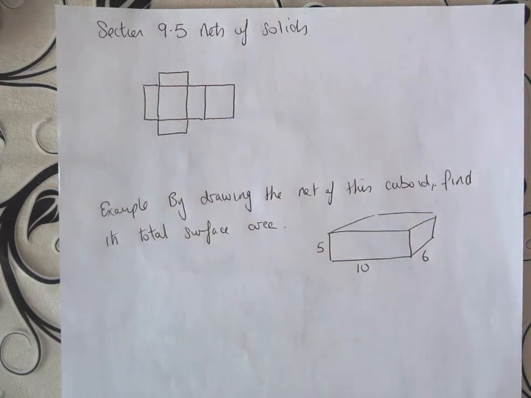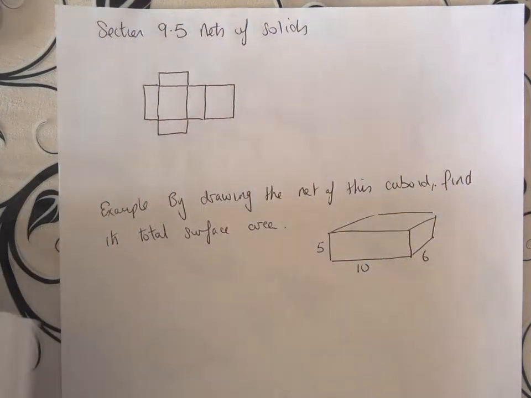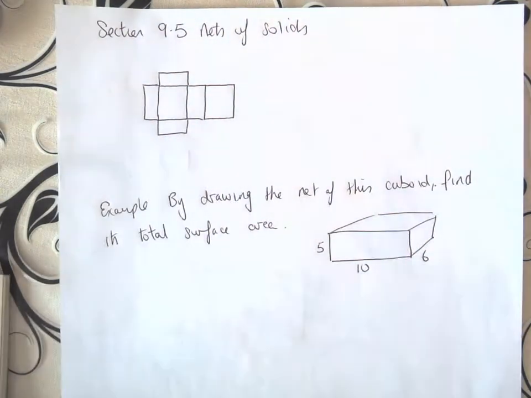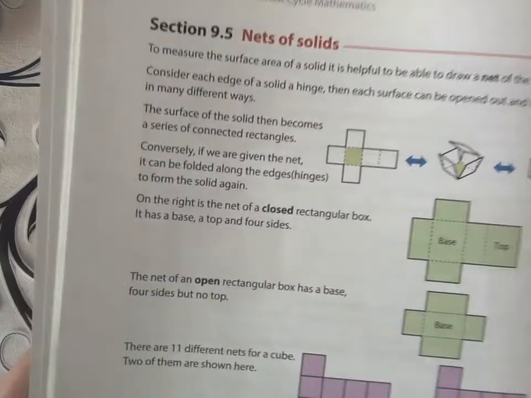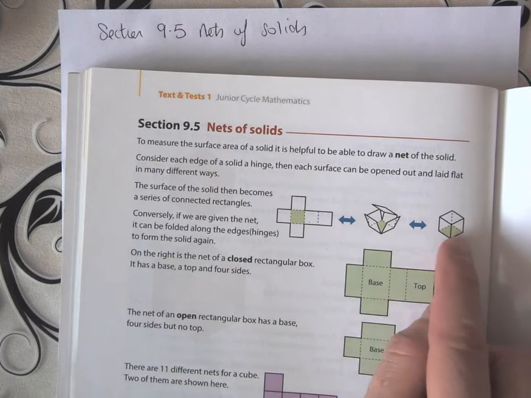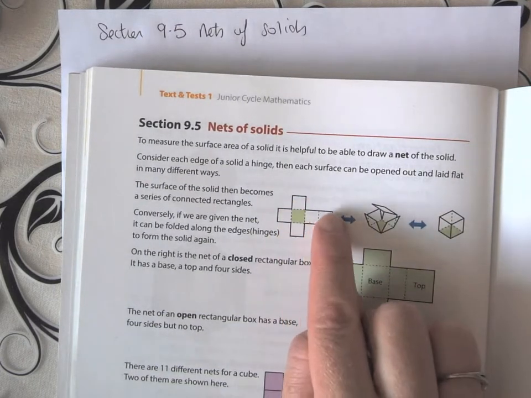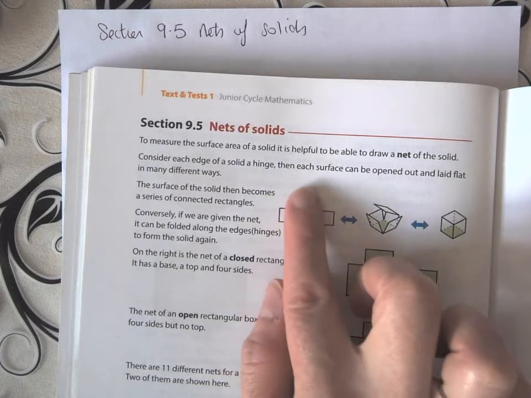Okay, so today we're going to look at section 9.5, which is nets. So a net is when you break down a 3D shape into a flat shape. So for example, this cube: the green bit is the base, and if you fold down the sides and then the top is attached to one of the sides, this is your net.